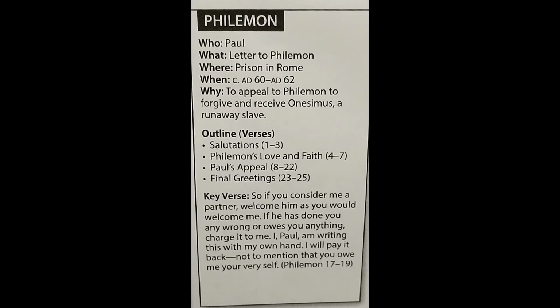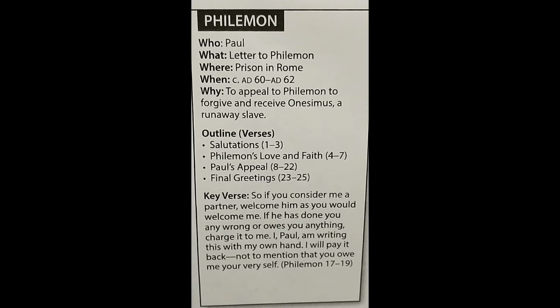And why is he writing Philemon? Well, Philemon had a slave who ran away. His name was Onesimus, and he encountered Paul somehow, whether it was in prison or before, and Onesimus became a follower of Jesus. Paul is appealing to Philemon to forgive him for running away and to receive him back into his household, not just as a slave or a servant, but now as a fellow believer. It's a short book. It just has 1 chapter.